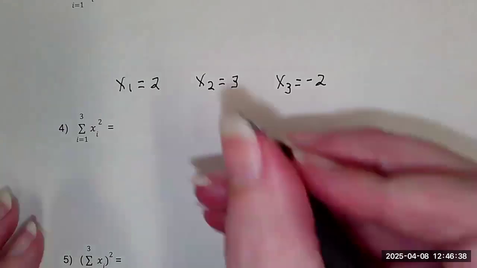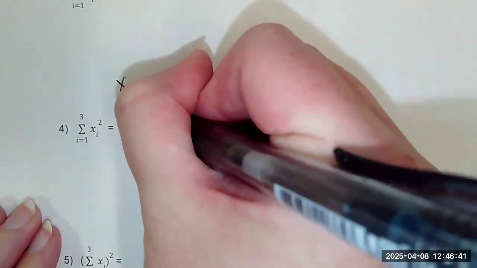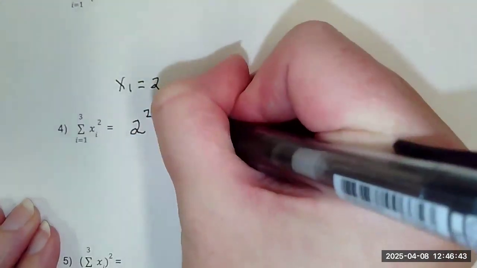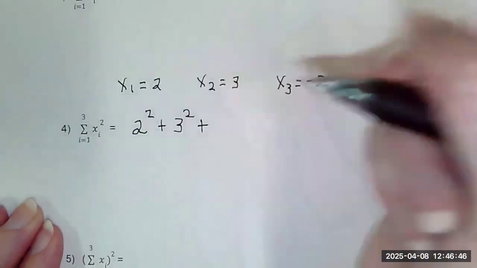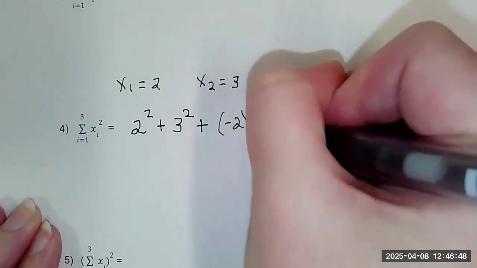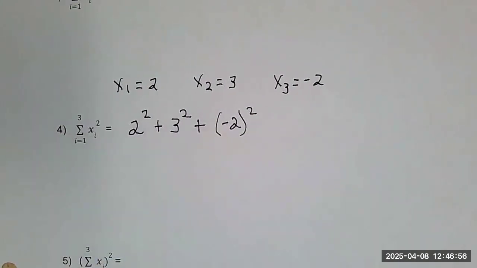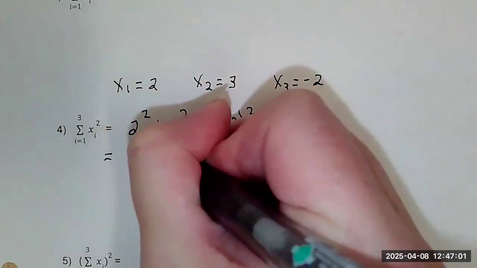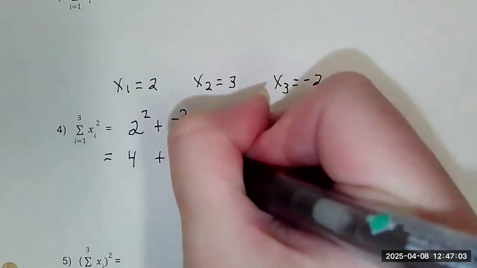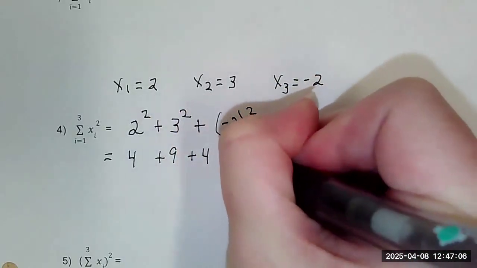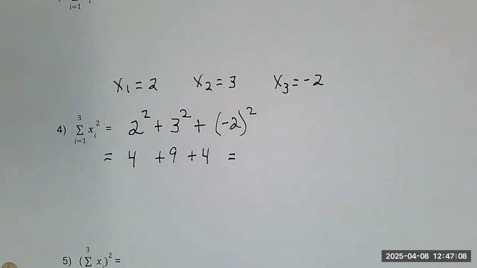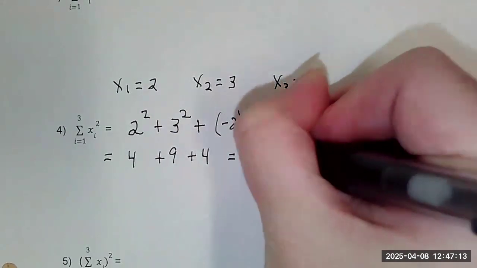So we are going to take 2 squared plus 3 squared plus -2 squared. So we literally took all of the x's and we're squaring them. And then because it's summation notation, we got to put plus signs. So 2 squared is 4, 3 squared is 9, -2 squared is also 4. So we got 13 plus 4 more, 17.